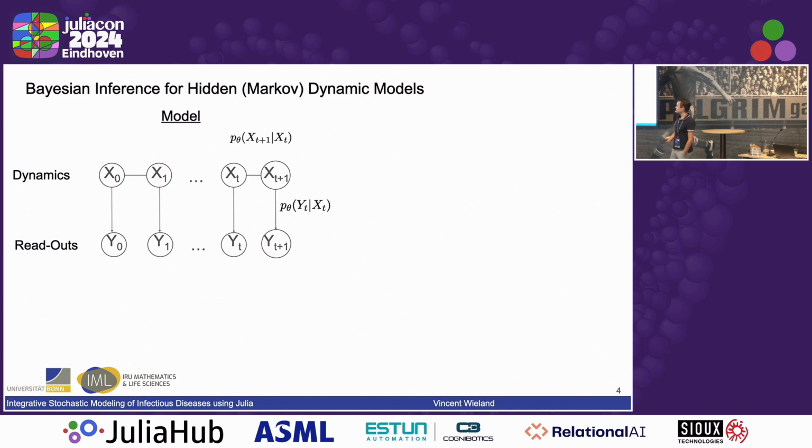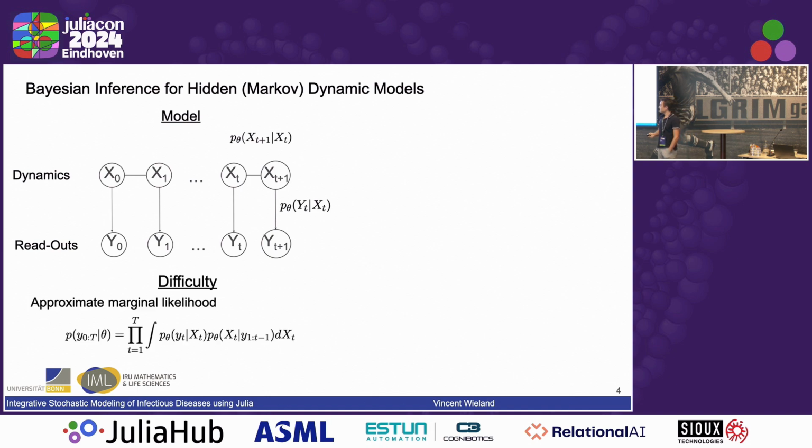And then in order to do Bayesian inference, we need to get the likelihood, and what this means is we need to calculate the probability of observing a data sequence given our parameter vector, and this means we need to integrate over all possible unseen trajectories of these hidden states.